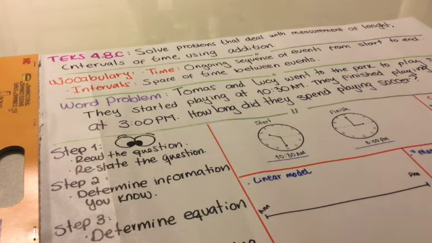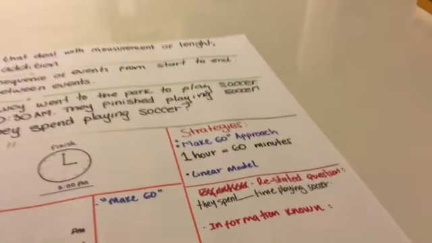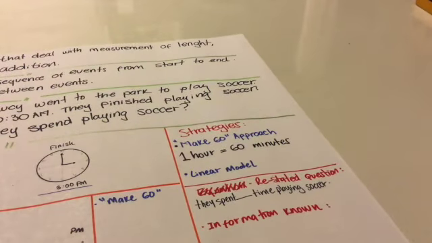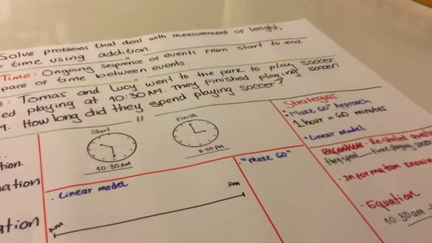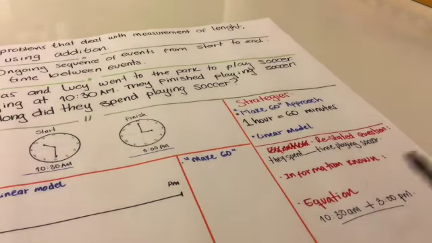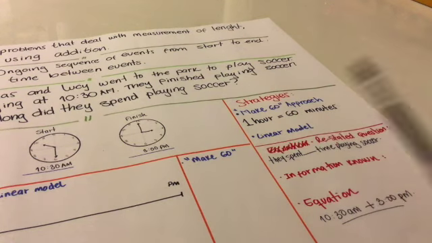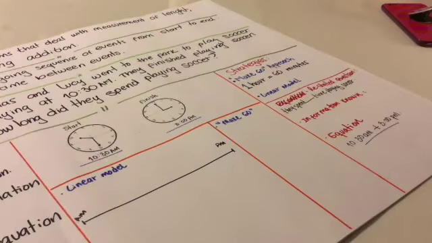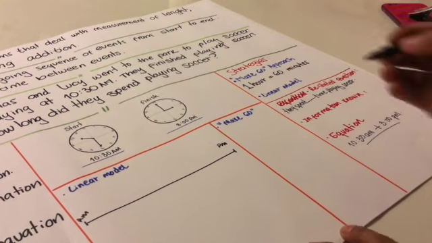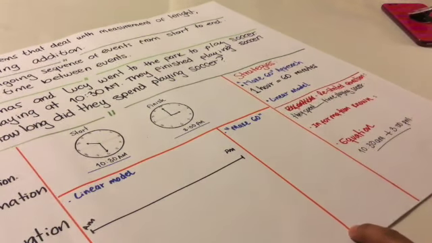Okay, so the strategies that I'm using to solve this problem are, first, the make 60 approach, and then I'm going to use the linear model. So let's go ahead and do the make 60 approach. For the make 60 approach, I know that 1 hour is the same as 60 minutes. Okay, so then I'm going to start writing my time and then counting by minutes this way.